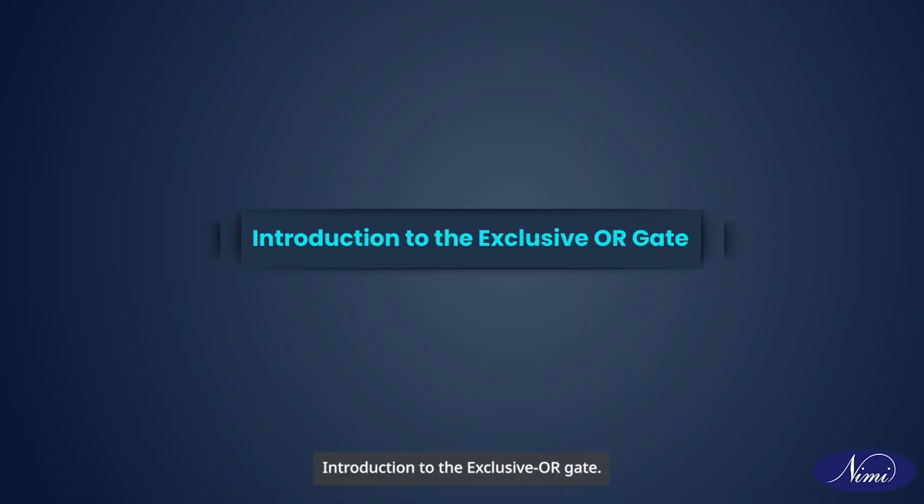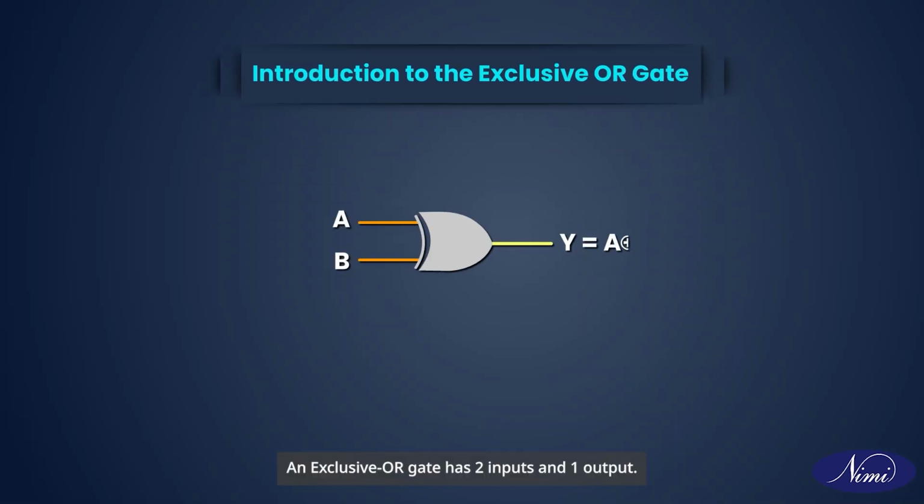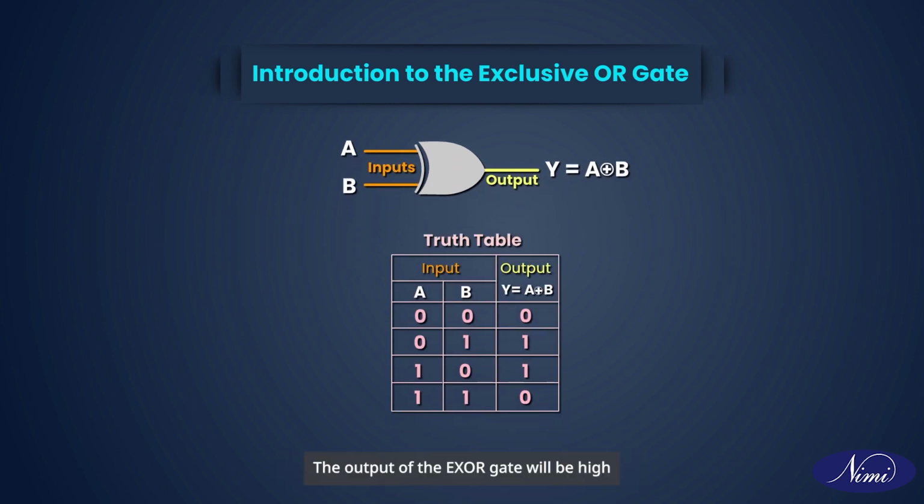Introduction to exclusive OR gate. Exclusive OR gate has two inputs and one output. The output of the XOR gate will be high when any one of the inputs is high. The output of XOR gate will be low when both inputs are same.